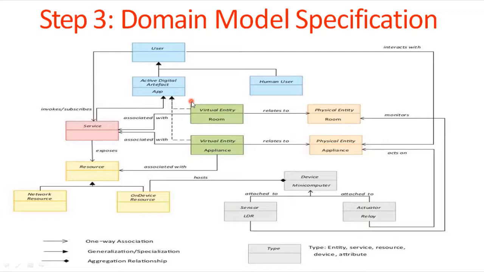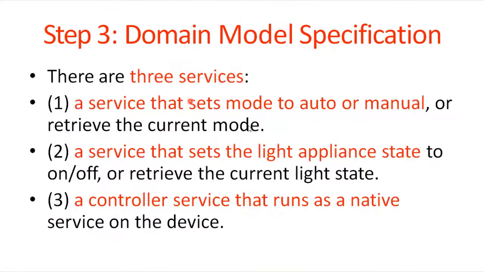This is the domain model for this specification. And then, coming to this domain model, there are three services. What are the services here? A service that sets the mode from auto to manual. That's called the mode service. A service that sets a light appliance's state to on or off.